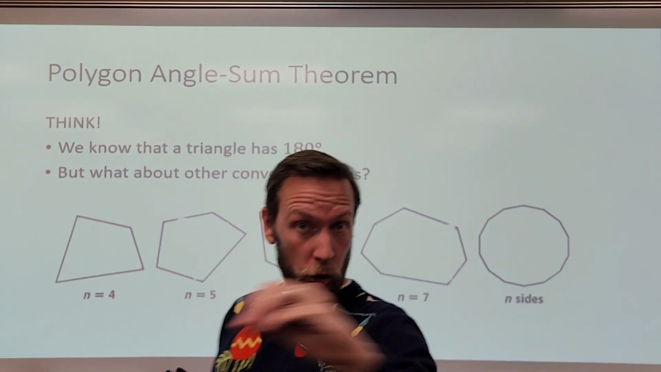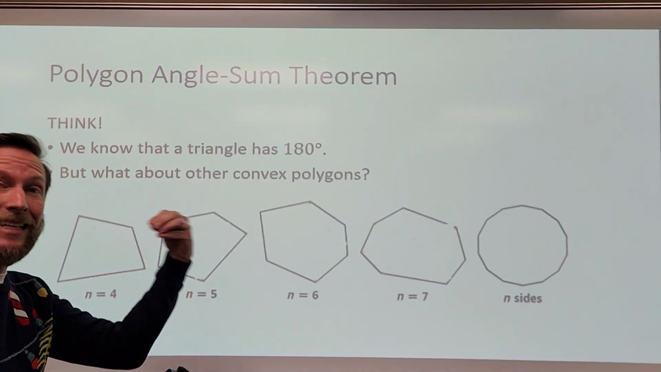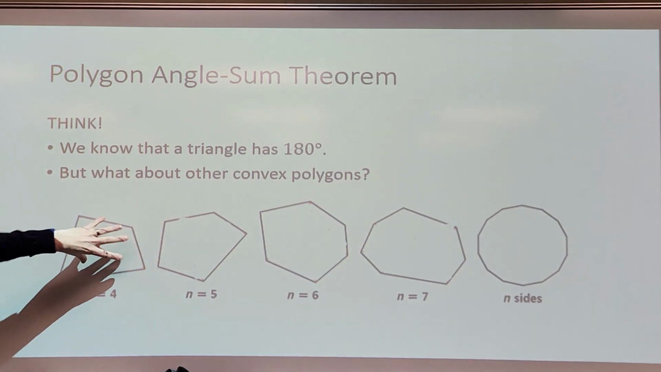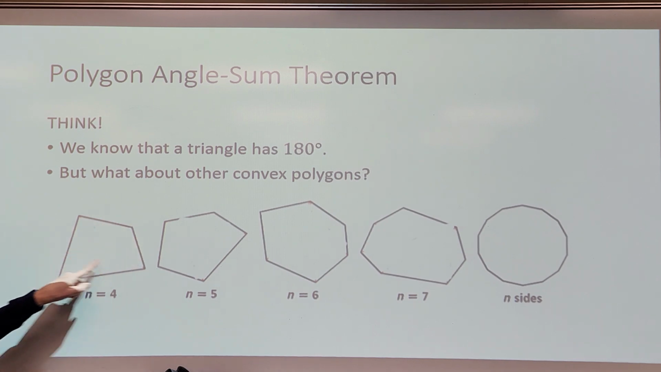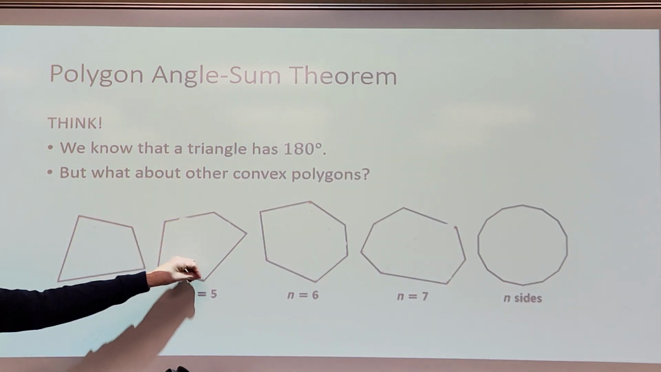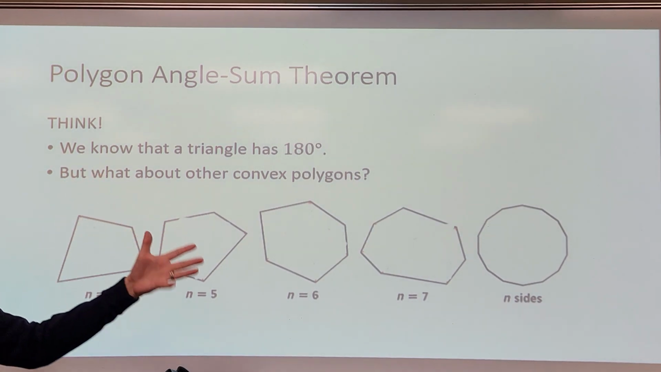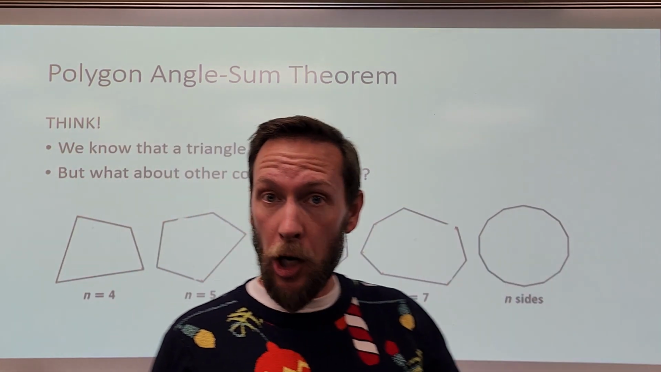It's not written up here, but you should write that down: the number of sides is the same as the number of angles in polygons. So what we want to do is find out the sum of the measures of these angles in a quadrilateral and a pentagon, et cetera. And we know that with a triangle, the sum of the measures of the angles is 180 degrees.